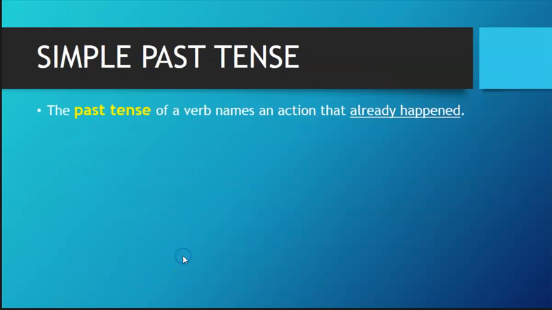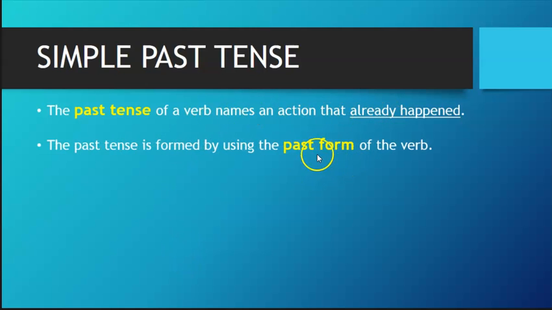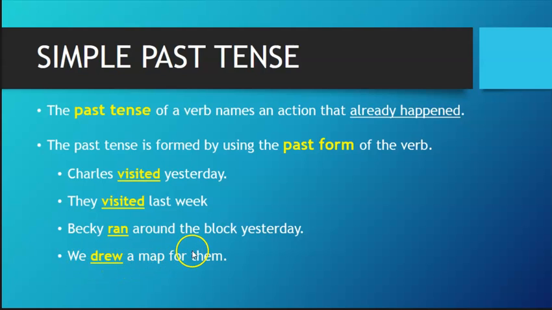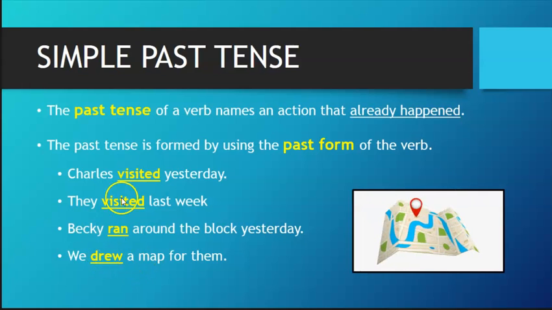Simple past tense is an action that has already happened. It is formed by using the past form of the verb. Charles visited yesterday. Visited with the ed is the past form of visit. They visited last week. Becky ran around the block yesterday. Ran is the past form of run. This is an irregular verb. Visit is a regular verb. We drew a map for them. So drew is the past form of draw. And again, it's an irregular verb, but all of them are formed the same way, by using the past form of the verb.